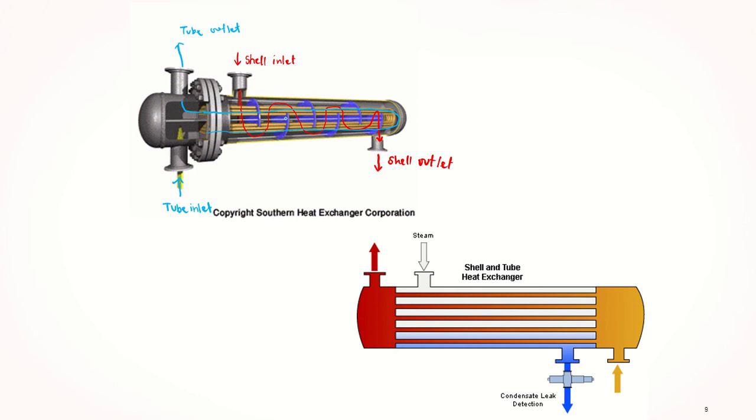Why do we have baffles here? This we call as baffle. Baffle is to ensure that the movement inside the shell side is in turbulence, because as you can see from previous lectures, if we have a turbulent flow, the rate of heat exchange is much higher. So that's why we wanted to make it turbulent. So this would be the tube inlet and tube outlet, shell inlet and shell outlet for shell and tube heat exchanger. So this would be a clearer example of shell and tube heat exchanger.